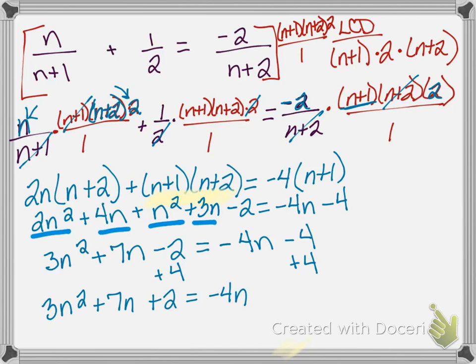Okay, I've got to get it set equal to 0. The reason that I have to get it set equal to 0 is because I'm dealing with a quadratic. I know I'm dealing with a quadratic because I have a variable squared. So now I do plus 4n. Okay, so I have 3n squared plus 11n plus 2.